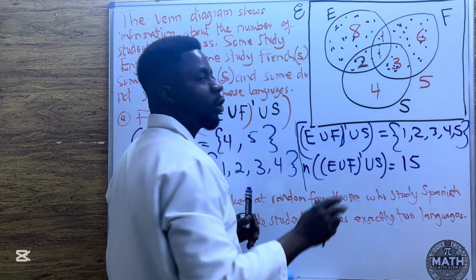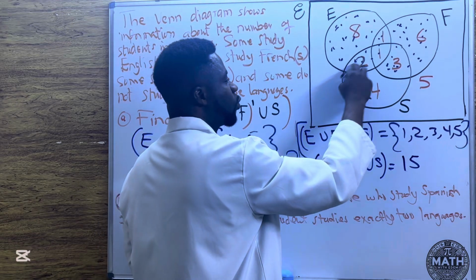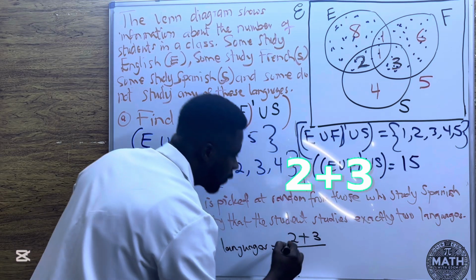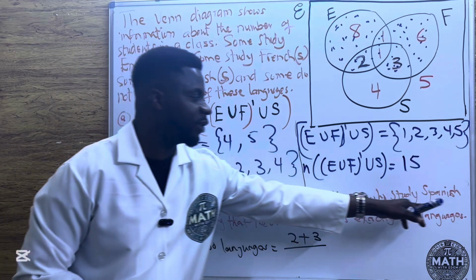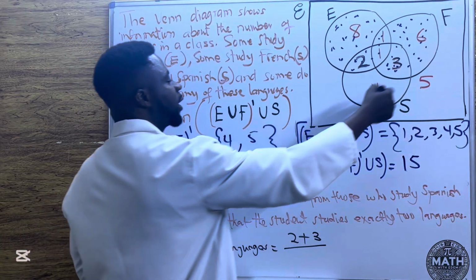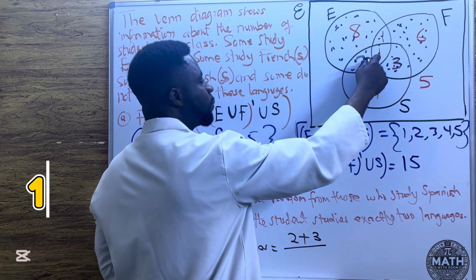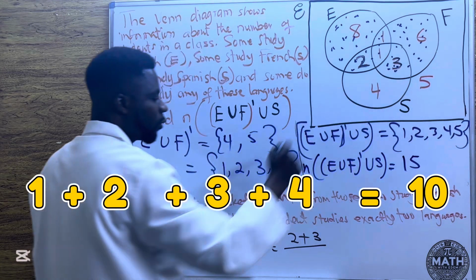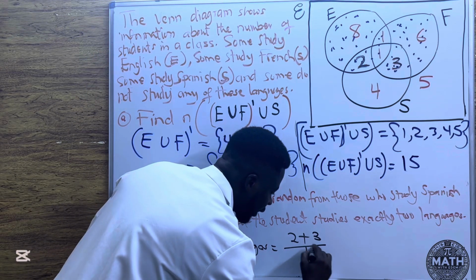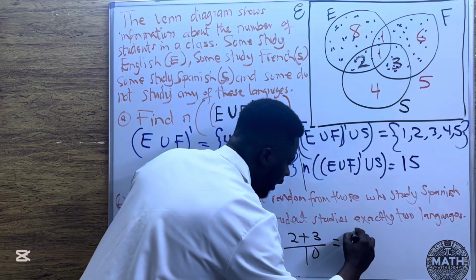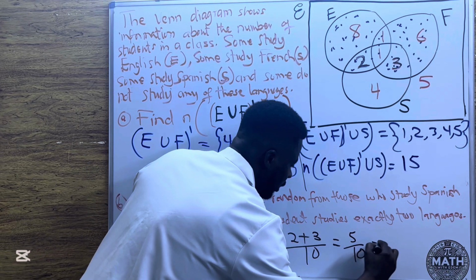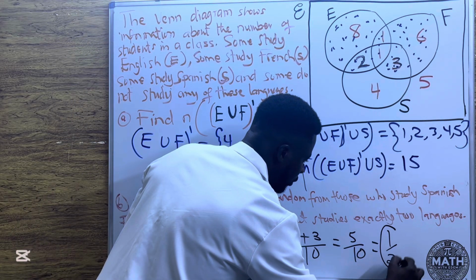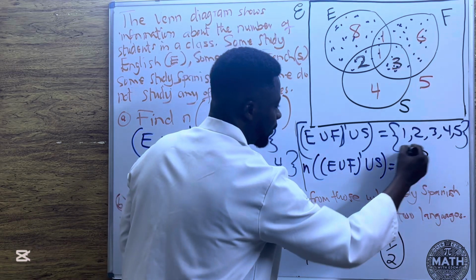So how many people study only 2 subjects in Spanish? It's 2 and 3. So 2 plus 3 over the total number of Spanish. Okay, so let's count all the numbers in the Spanish. So 1 plus 2 gives us 3. 3 plus 3 gives us 6, plus 4, 10. So the total is 10. So this is going to give us 5 over 10. And 5 over 10 is the same as 1/2. Okay, so this is our answer.